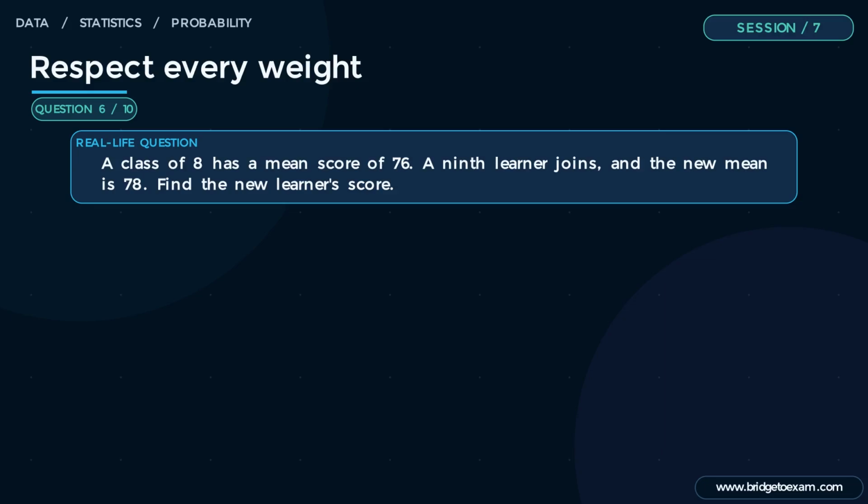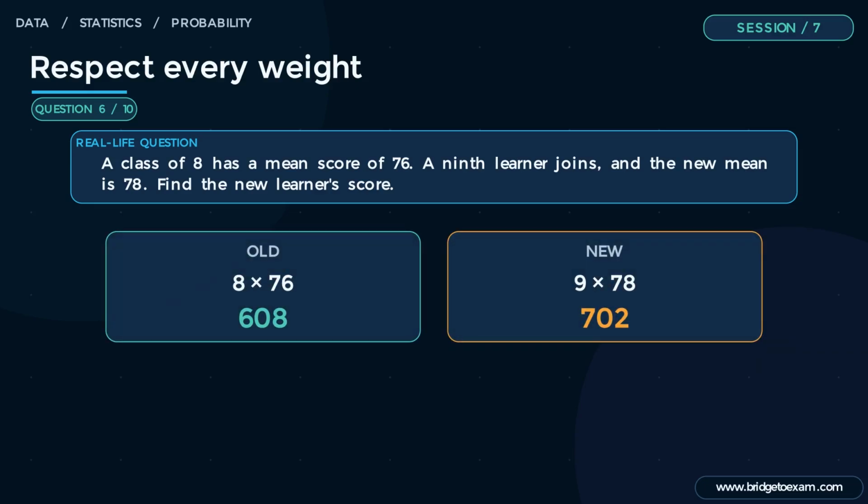A class of 8 has a mean score of 76. A ninth learner joins, and the new mean is 78. Find the new learner's score. The comparison places both cases on the same scale. Plan. Compare the old total with the new total.